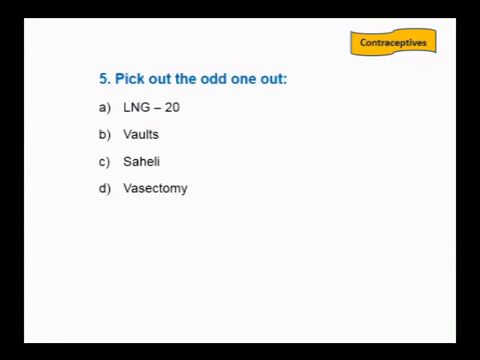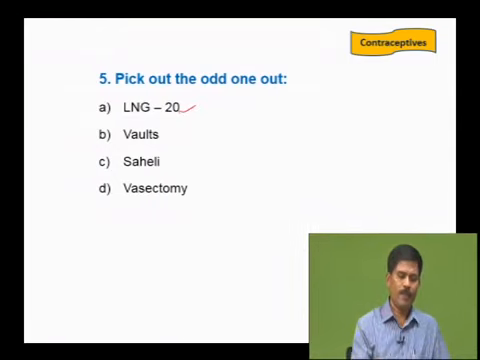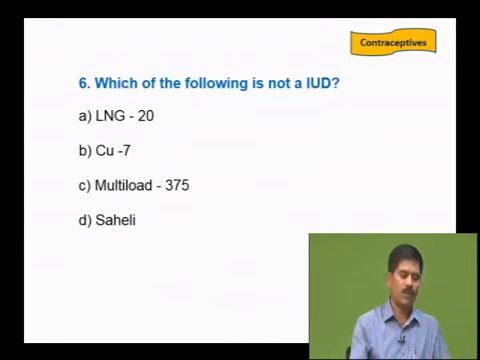Pick out the odd one out. LNG, it's a hormonal IUD. Lippes loop, it's a barrier method for female. Saheli, it's an oral pill for female. But vasectomy is for male. It's a sterilization procedure in male. So the three belong to female, and these are the contraceptive methods in females, but this is in case of male. Therefore, the right option is D. Look at the next question.